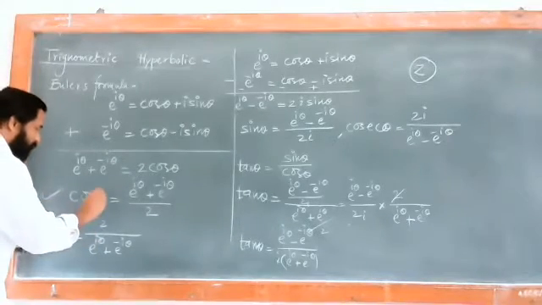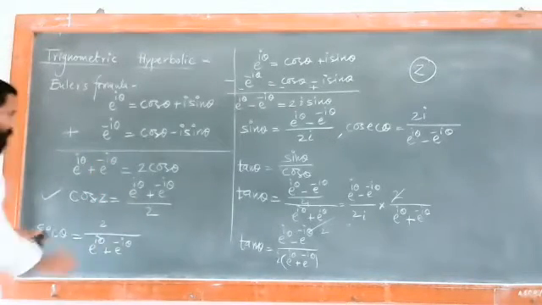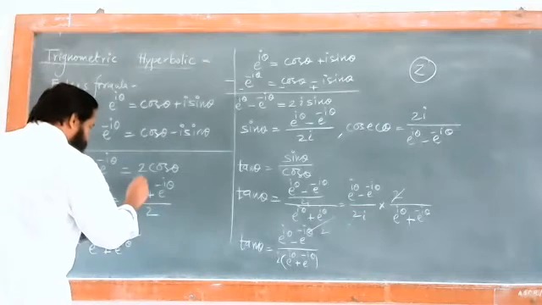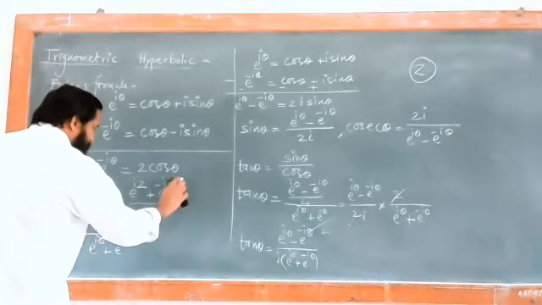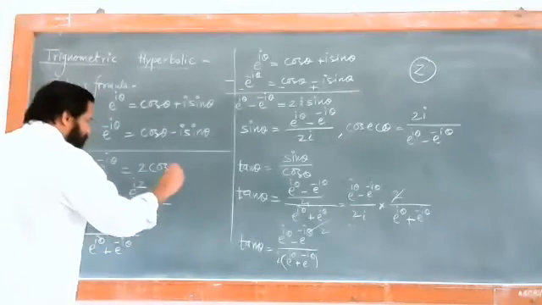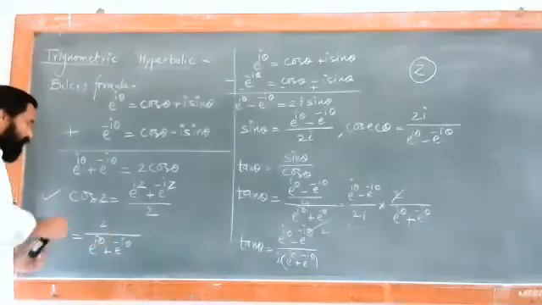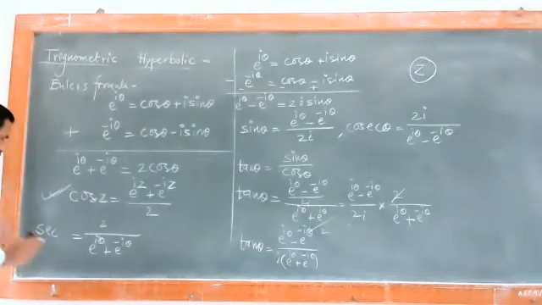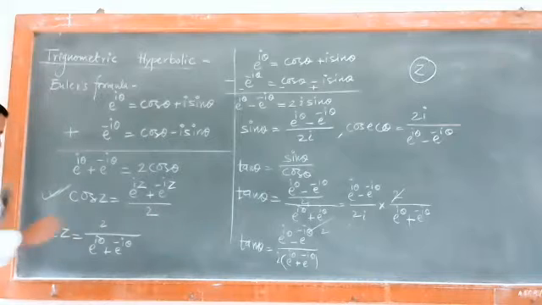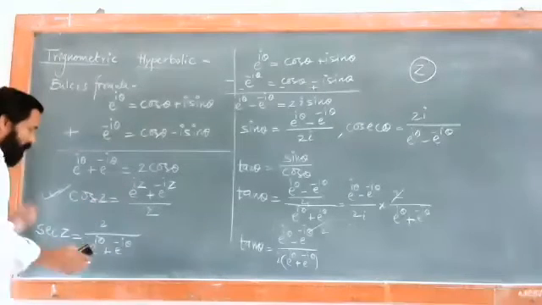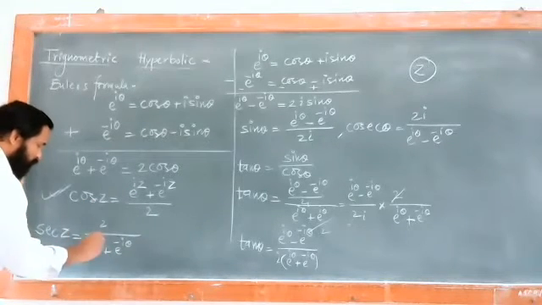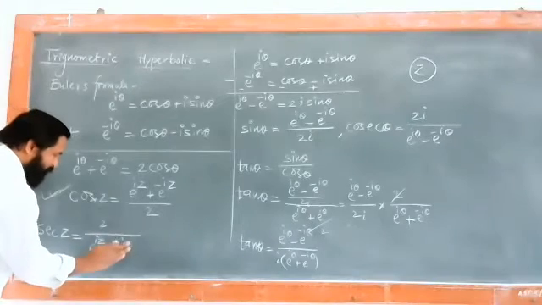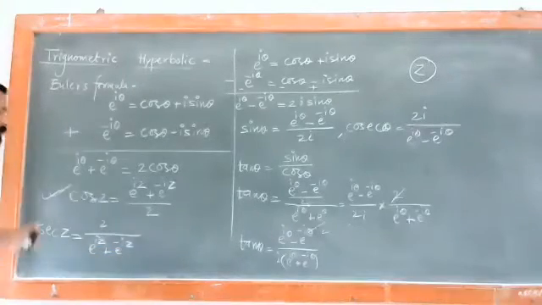That is nothing but cos z is equal to e raised to iz plus e raised to minus iz divided by 2. So that is cos z. What is sec z? Sec z is nothing but 1 upon cos z, and so that is nothing but 2 divided by e raised to iz plus e raised to minus iz.